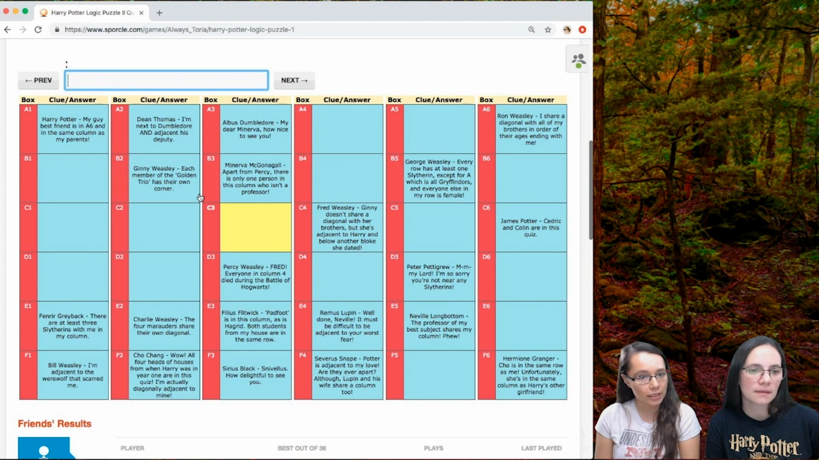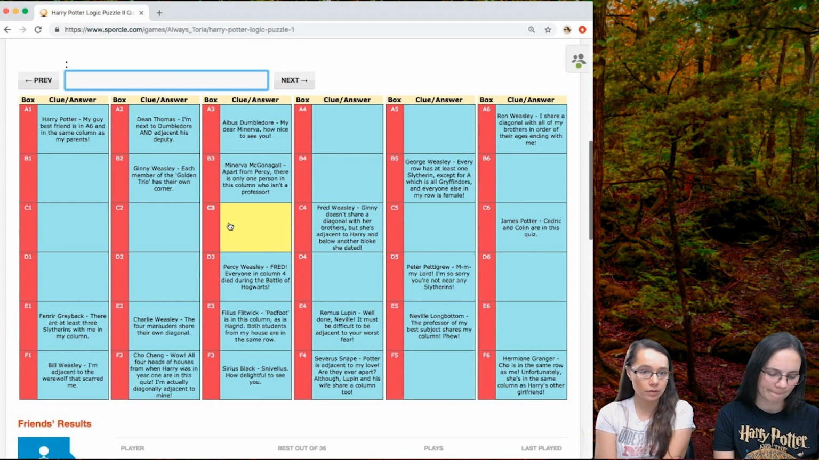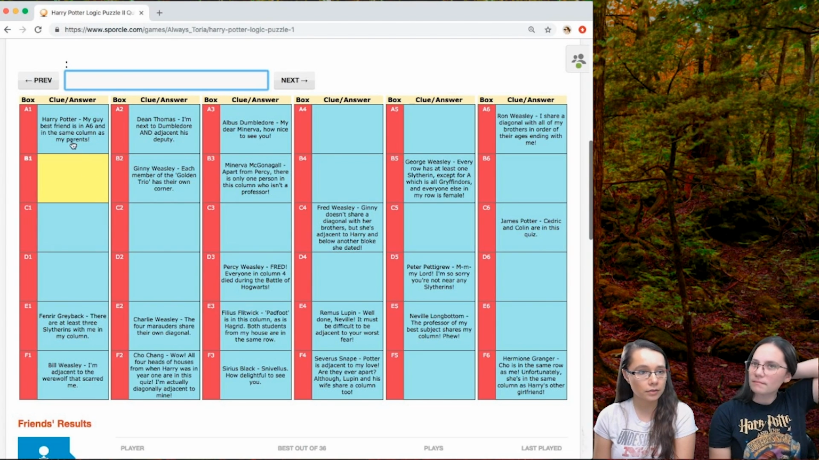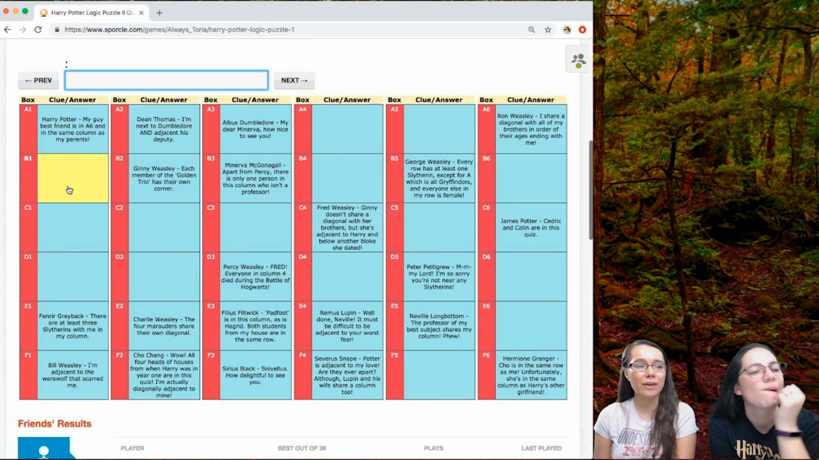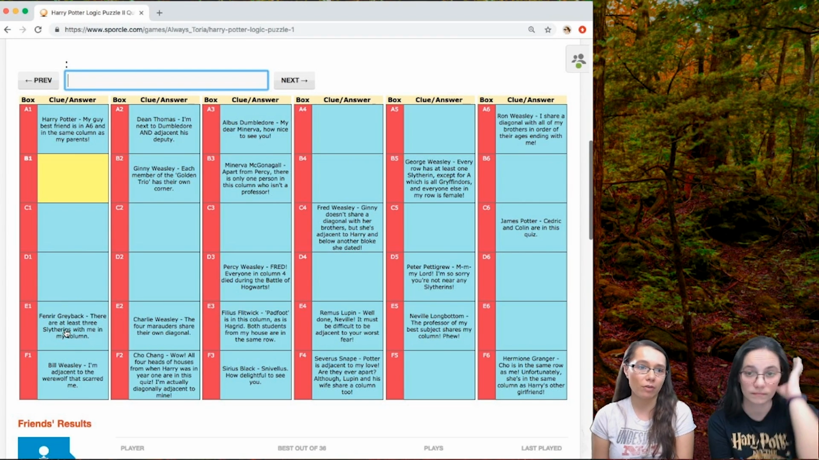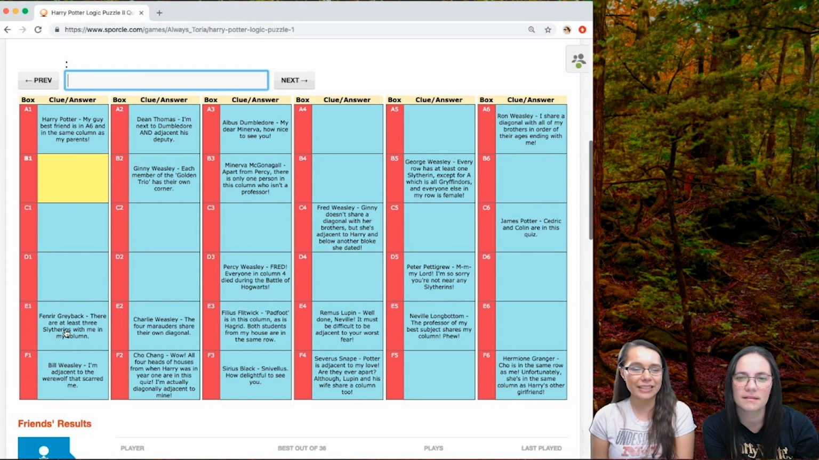Apart from Percy, there is only one person in this column who isn't a professor. So that means that C3 is a professor, but we don't know who. The deputy headmistress, I guess, is what Dean was saying, which would be McGonagall. She already got that, but it kind of makes sense. I don't think we have proof, but I was wondering if this is Lestrange, because she has to be a female. We know she's a Slytherin because of this Fenrir Greyback clue. So maybe. But I could just be wrong. It could be anyone.